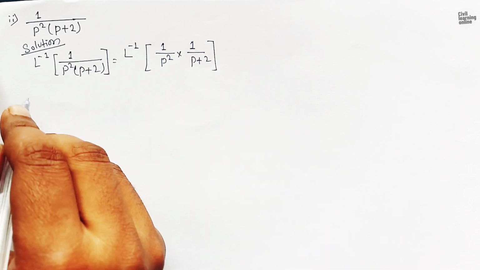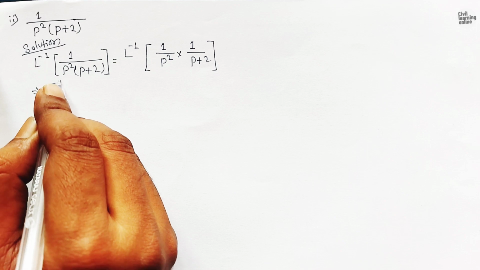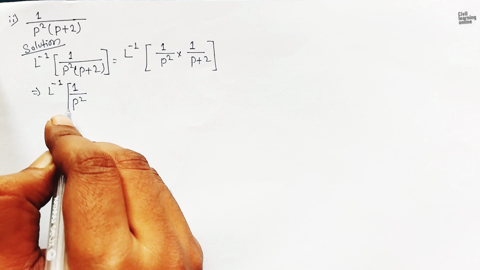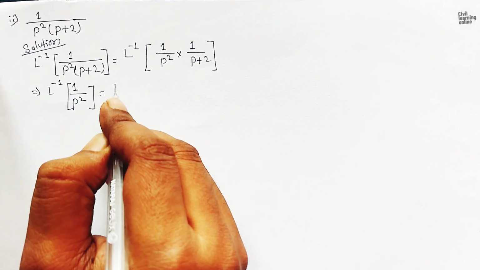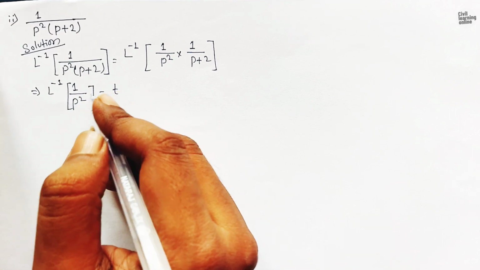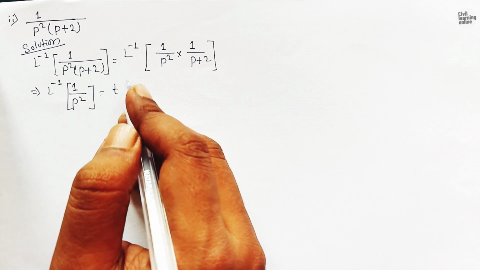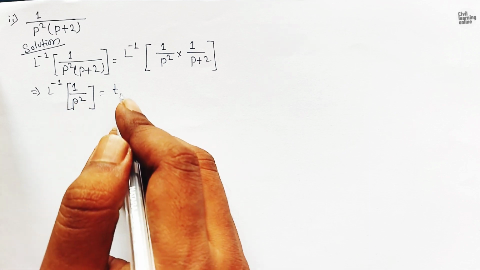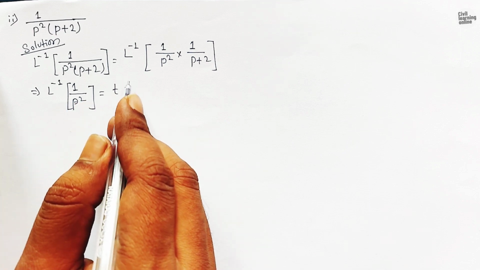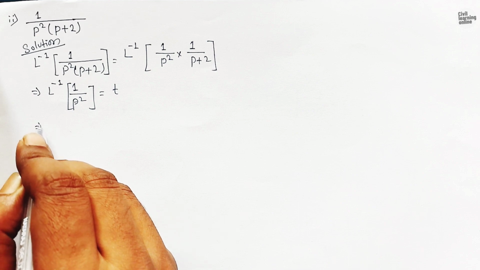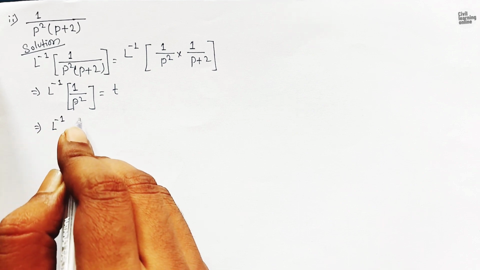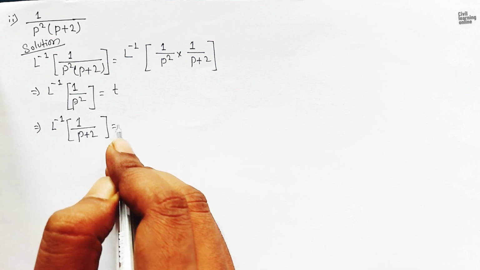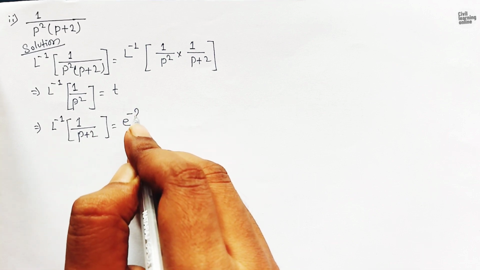Now the inverse Laplace transformation of 1 upon p square is going to be t, because we have the formula that the inverse Laplace transformation of 1 by p to the power n equals t to the power n minus 1 upon (n minus 1) factorial. Here it is p square, so we have t to the power 2 minus 1 upon 1 factorial. The inverse Laplace transformation of 1 upon p plus 2 is going to be e to the power minus 2t.